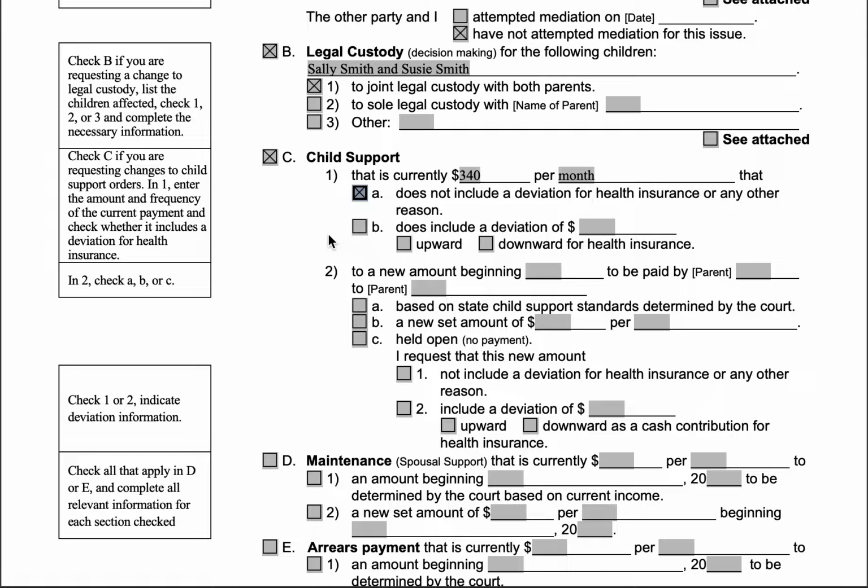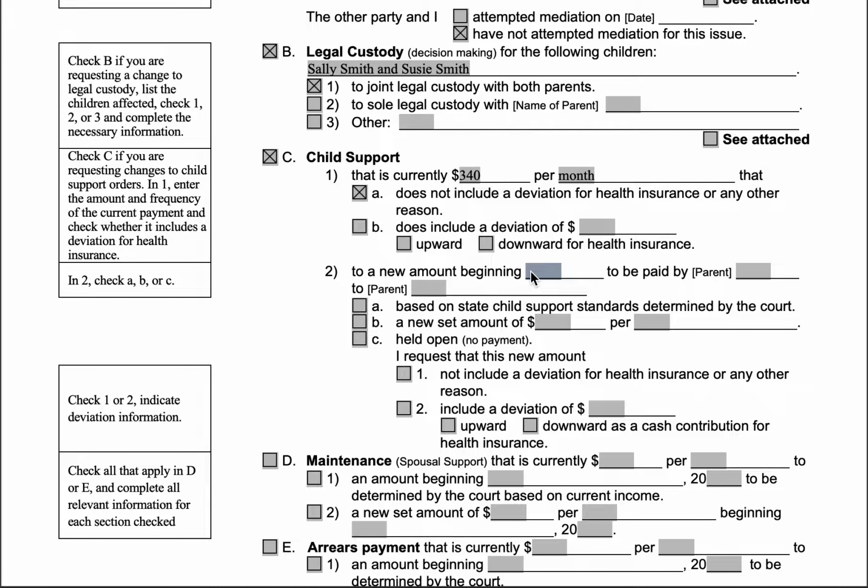Number 2 is now talking about what we want it to be. So in number 1, we said this is what it is. 2 is talking about what we want it to be going forward. The first line we have here, to a new amount beginning, on this line it wants to know a date. So typically we put the first of the next month.